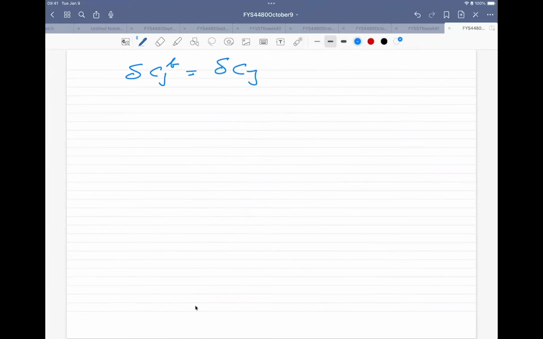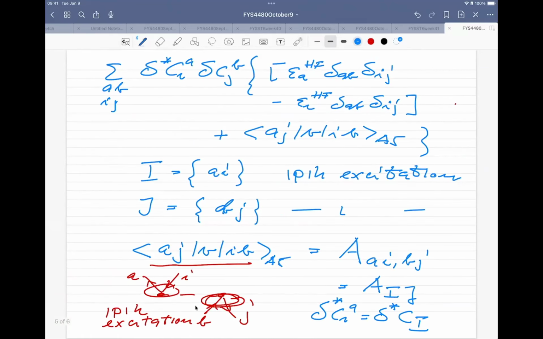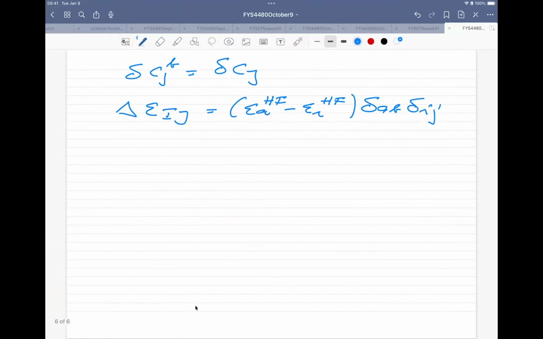And then I'm going to define a new term, which I call delta epsilon_IJ, which is simply going to be epsilon_A Hartree-Fock minus epsilon_I Hartree-Fock, multiplied with delta_AB and delta_IJ here. So you see then that parts of this matrix delta E can now be rewritten in terms of these elements, A, and this delta epsilon, and the delta C's.